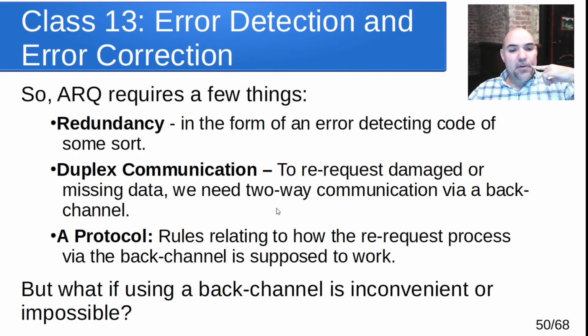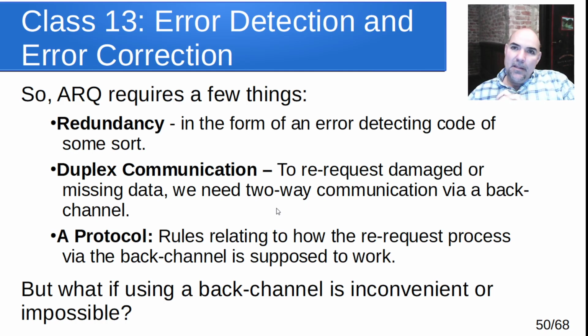We also have to have some protocol that says how we deal with re-requesting. What does the transmitter do when it gets a negative acknowledge with a packet number? What is the process for that? How's it supposed to work? And we're going to talk more about protocols in a little bit. Not tonight, but in subsequent classes.